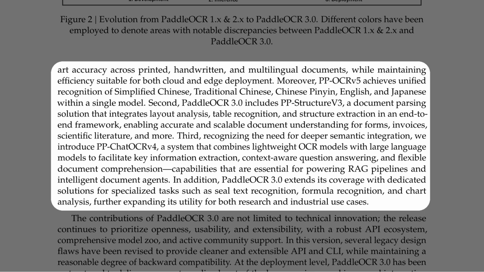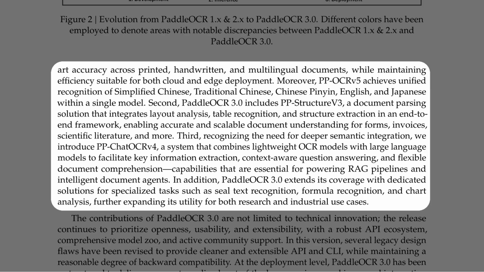Second, PaddleOCR 3.0 includes PP-StructureV3, a document parsing solution that integrates layout analysis, table recognition, and structure extraction in an end-to-end framework, enabling accurate and scalable document understanding for forms, invoices, scientific literature, and more. Third, recognizing the need for deeper semantic integration, we introduce PP-ChatOCRv4, a system that combines lightweight OCR models with large language models to facilitate key information extraction, context-aware question answering, and flexible document comprehension capabilities that are essential for powering RAG pipelines and intelligent document agents.